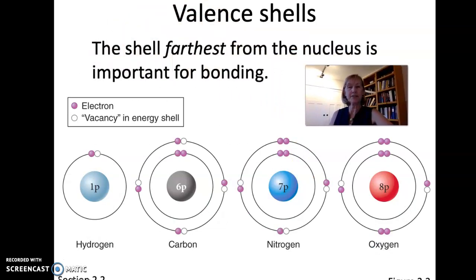Valence shells are the farthest from the nucleus, and that's what matters for bonding. Your text that I'm referring you to has a nice way of talking about that. It shows the electron with a ball filled in and a vacancy with it empty. So there you can see, okay, I want 8 in carbon. I only have 4. I have 4 electrons and 4 vacancies. That's a nice way of thinking of it. Very helpful.